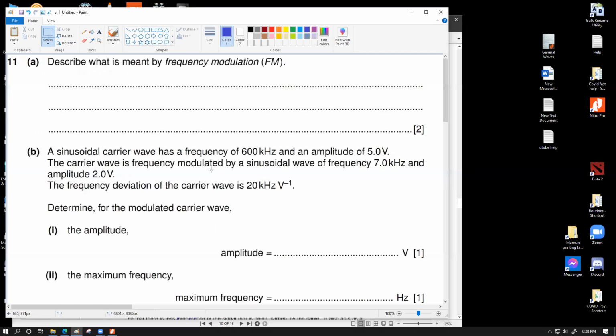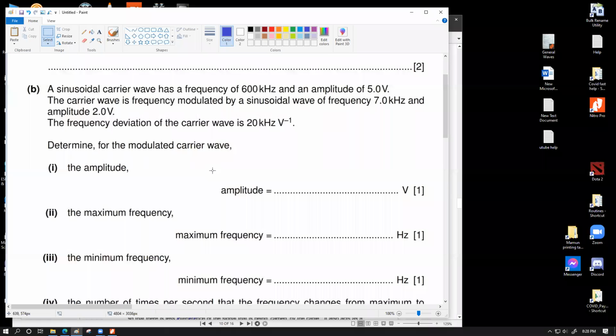Then comes the mathematical part. Have a look. A sinusoidal carrier wave of frequency 600 kilohertz and an amplitude of 5 volt. Notice what it says: sinusoidal carrier wave has a frequency of 600 kilohertz and an amplitude of 5 volt. So this is a property of the carrier wave. The carrier wave is frequency modulated by a sinusoidal wave of frequency 7 kilohertz and amplitude 2 volts. So this is basically our information signal, by which the modulation was done. So this is carrier, this is information.